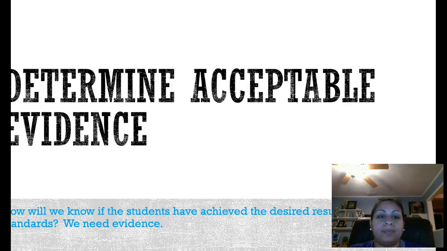Our next step is to determine the acceptable evidence. In other words, how will we know if the students have achieved the desired results that we had set in place, and if they met the standards? We're going to need evidence to provide that and give us some feedback, whether that was acquired or not.